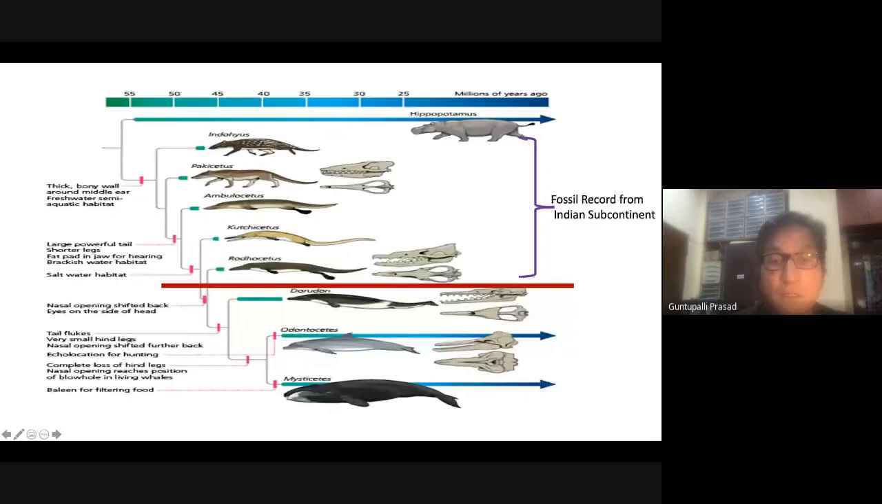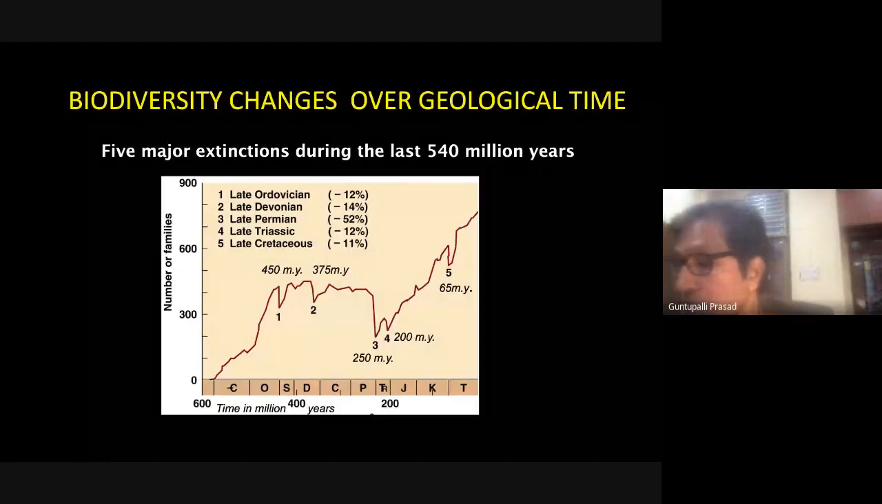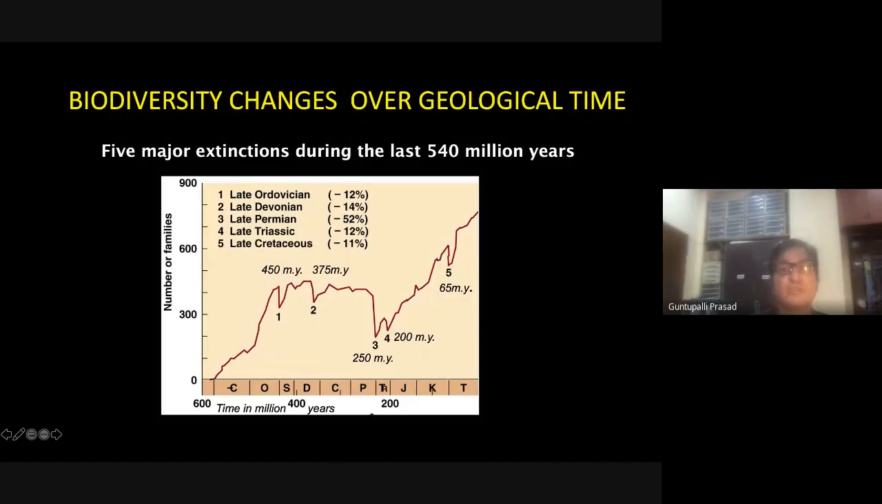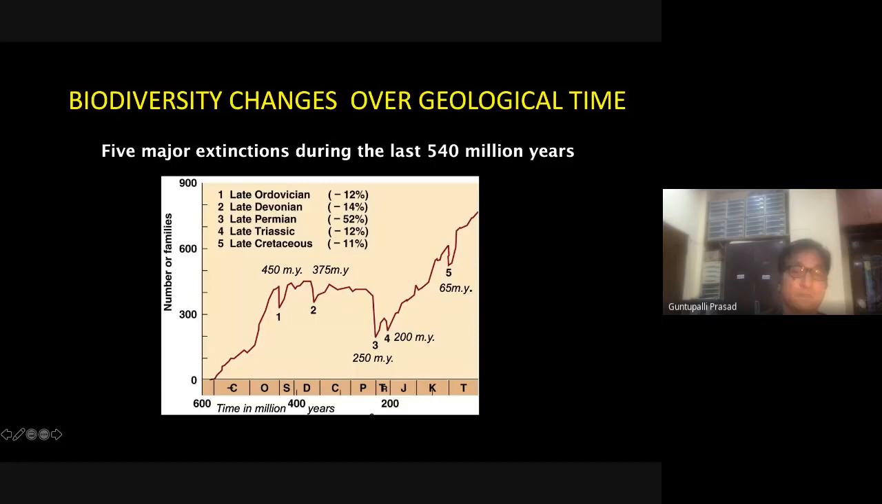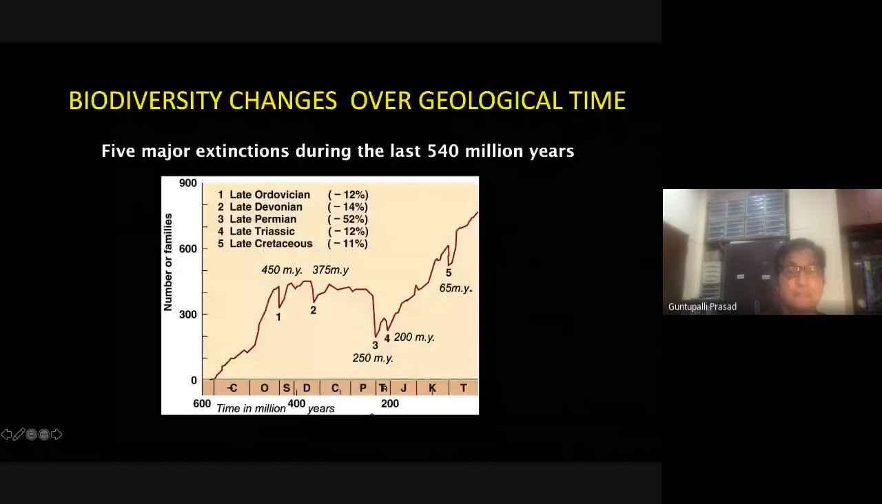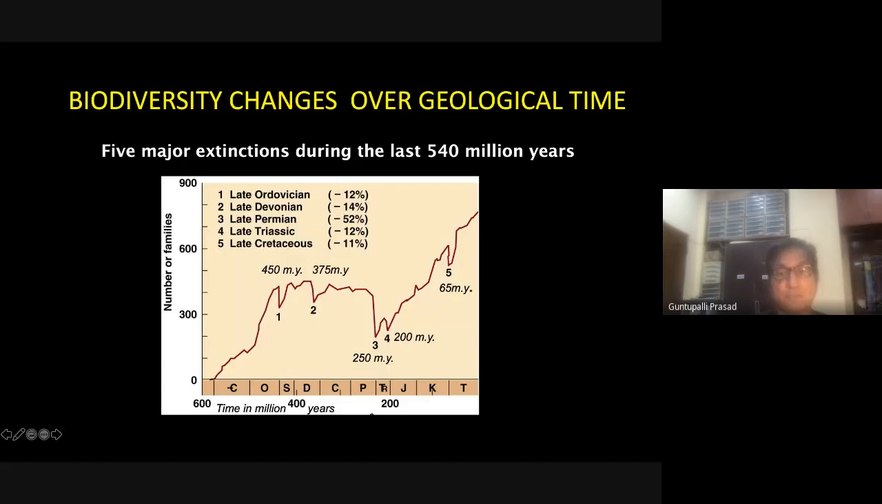And then, of course, biodiversity changes, how life has changed over time. If you look at this curve here, you'll see that since the Cambrian time, from 540 million years, we have a sharp rise in the diversity of the animals, and there is a sharp decline here. This is the time when there was a major extinction between the Ordovician and Silurian period, and there is another major extinction here at the end of the Devonian, and then we have the most devastating mass extinction, at the end of the Permian, around 250 million years ago. This removed 95% of the species from the Earth's surface.